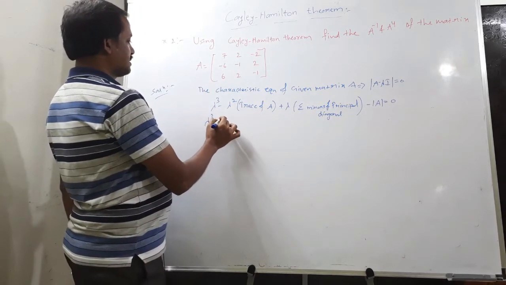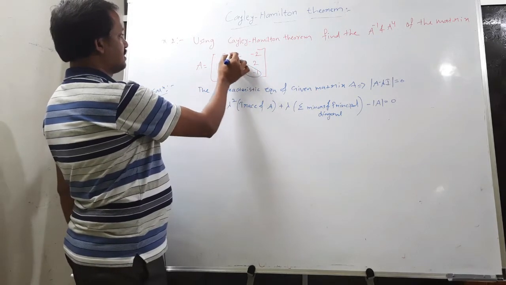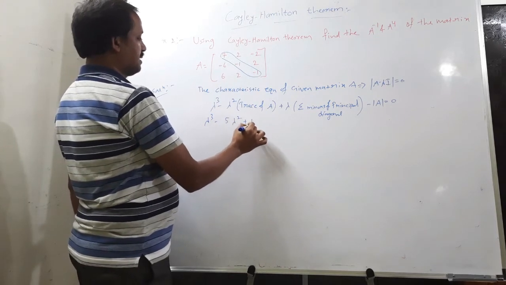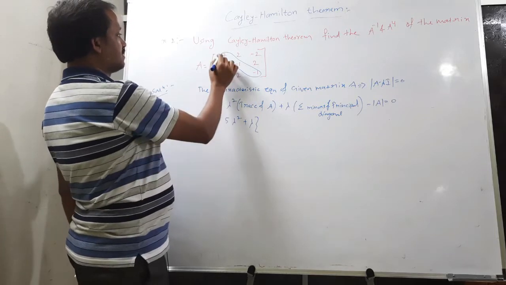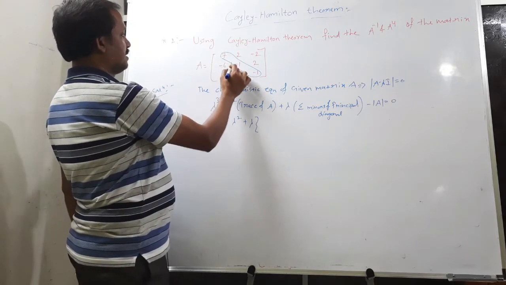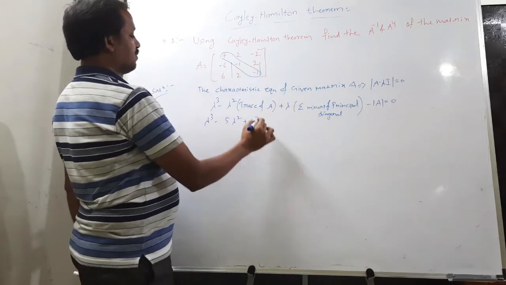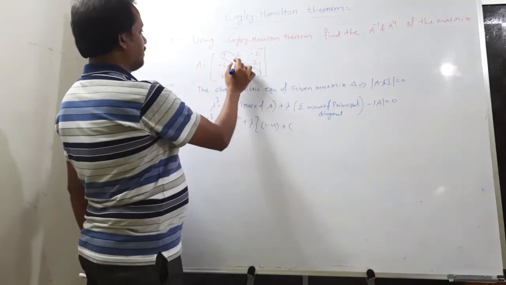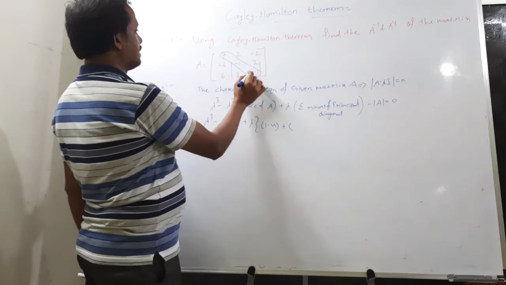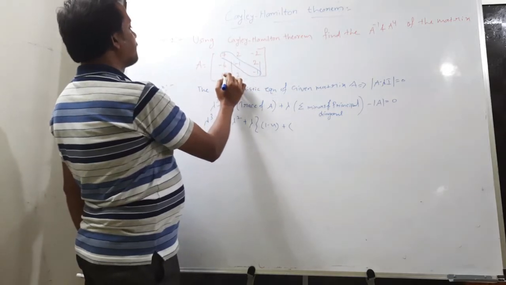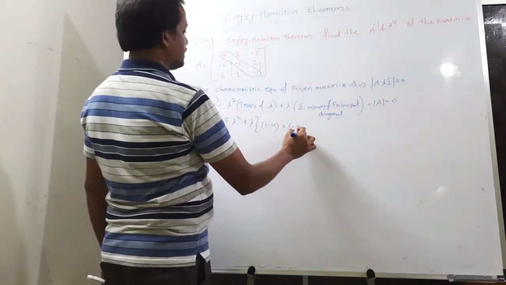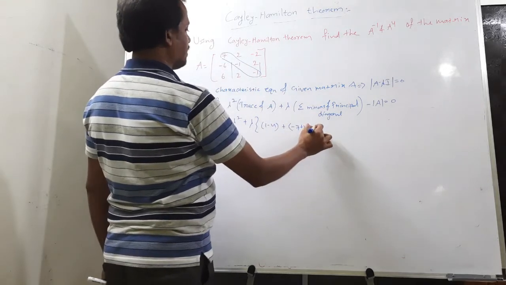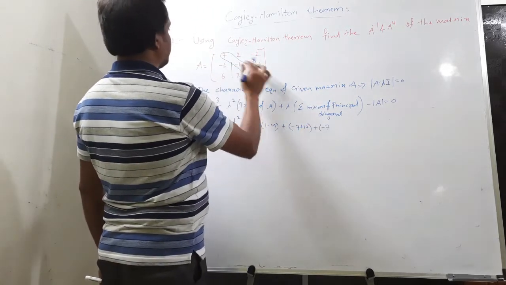So lambda cube minus trace. What do you mean by trace here? Here this thing, plus 7 minus 2 means 5. So 5 lambda square plus lambda into the sum of minors of the principal diagonal elements. For this 7, what is the minor? This. So 1 minus 4. Plus another principal diagonal element is minus 1. For this, minus 7 plus 12. So for this last element, minus 7 plus 12.